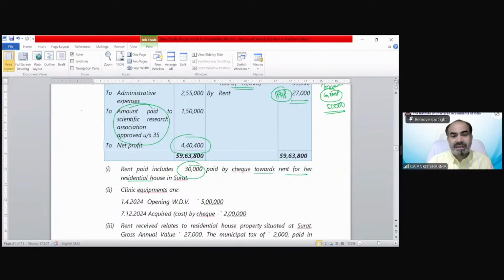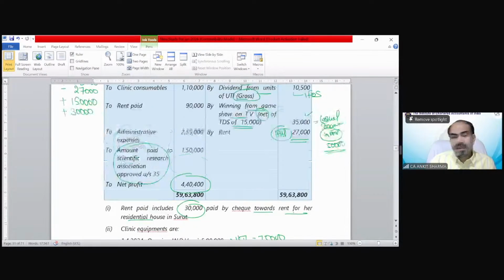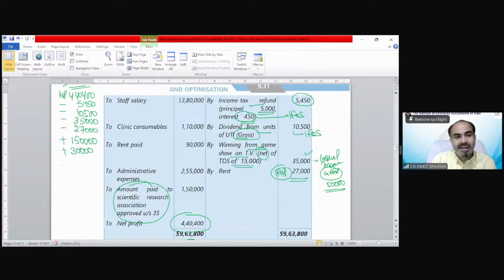After that, clinic equipment on which we have to calculate the depreciation accordingly. Clinic WDV is 5 lakh rupees, 15% depreciation would be 75,000. This is acquired on 7 December, so the half rate is going to be applicable on this value. That would come to 15,000. So total depreciation would be 90,000, which needs to be reduced.